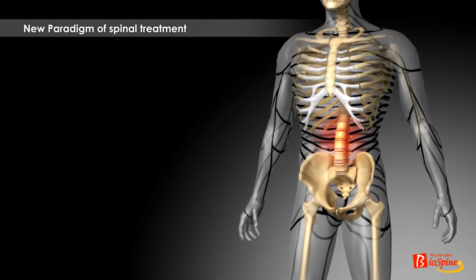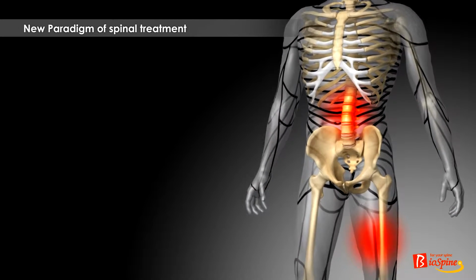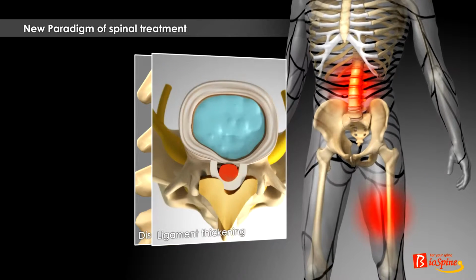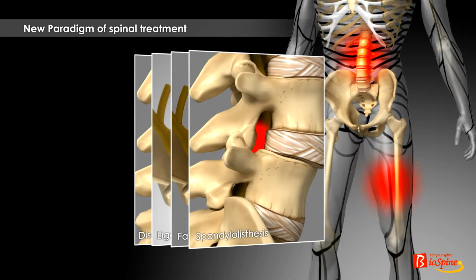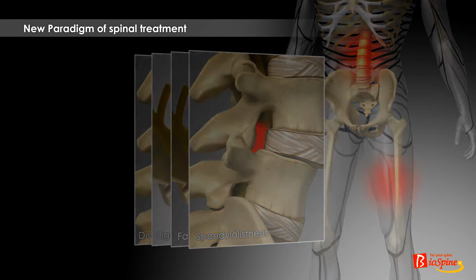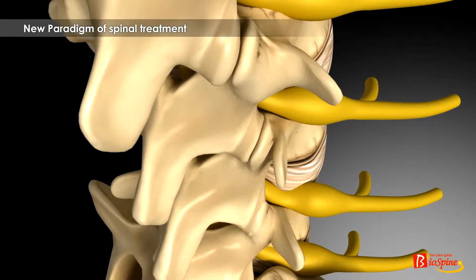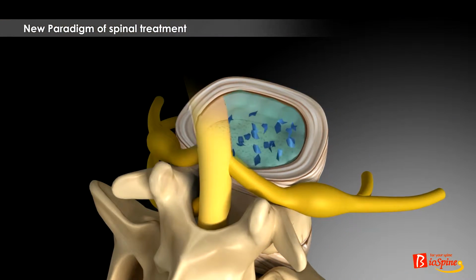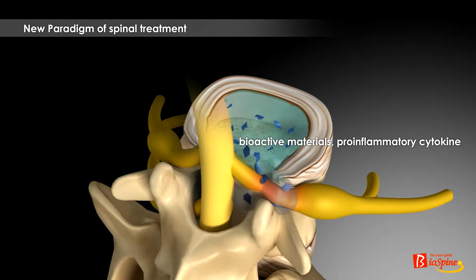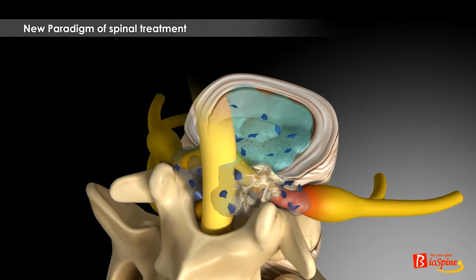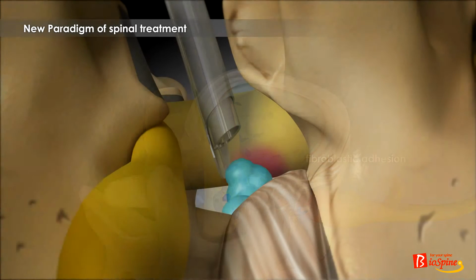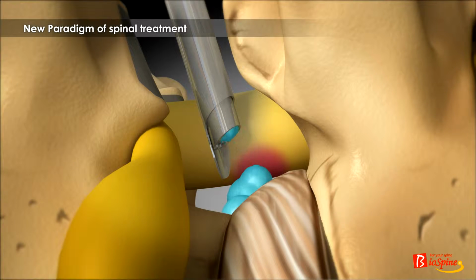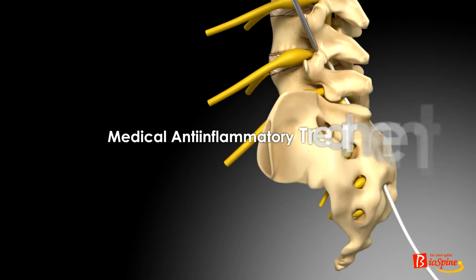As the main cause of back pain and leg pain, we have focused on the mechanical factors, such as disc herniation, ligament thickening, facet hypertrophy, and structural change like stenosis and spondylolisthesis, up to now. Recently, surgeons have paid attention to the inflammatory factors such as fibroblastic adhesion by bioactive material, pro-inflammatory cytokine, released from the impaired intervertebral disc and cartilage. As a result, the viewpoint for the treatment of herniated or ruptured disc has changed from the surgical or minimally invasive discectomy to the medical anti-inflammatory treatment.